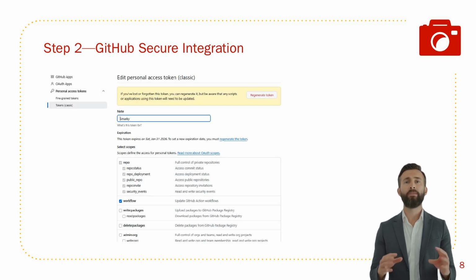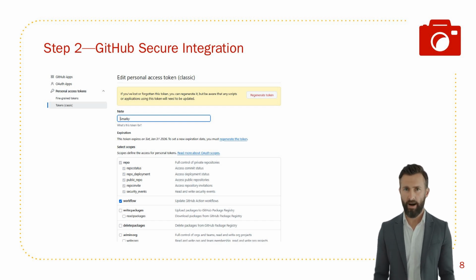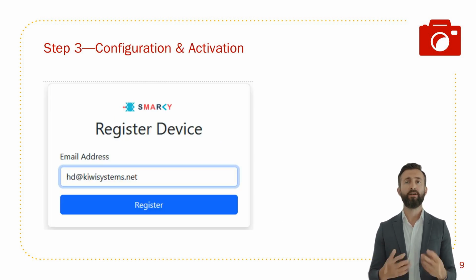Next, we prepare your GitHub repository. Generate a personal access token, Classic. SMarky requires you to grant the permissions on the screen. This ensures that SMarky can automatically push your skill updates into GitHub. Now, open your configuration file and paste your Vantage credentials and GitHub token into the designated sections. Once saved, simply run the SMarky executable.